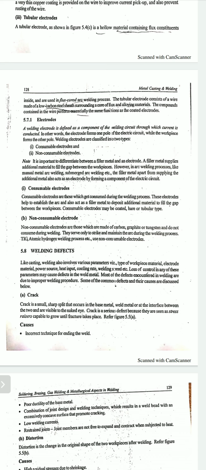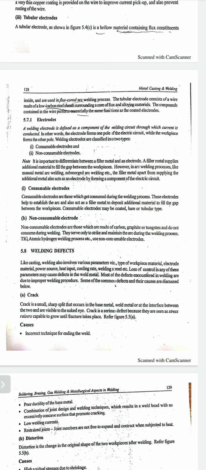Whichever electrodes you are using during the welding process, if the electrode melts during welding and, because of that melting, is deposited on the workpiece, such types of electrodes are called consumable electrodes. Now let us see the non-consumable electrodes.